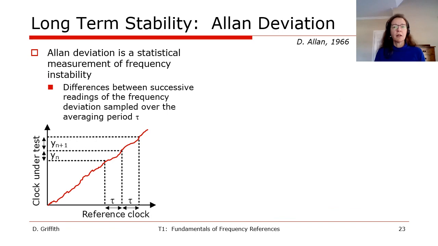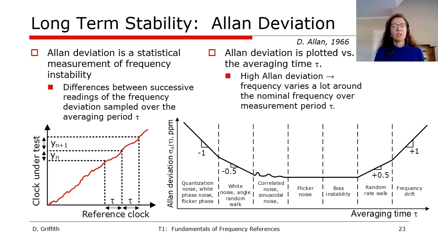So we just saw how oscillator accuracy can be compromised by long-term drift. Long-term stability is quantified by a statistical measurement called Allan deviation, first proposed in 1966. The idea behind this metric is shown in the plot at the bottom left, where the frequency of a clock under test is measured versus a reference clock over different averaging periods of tau. The difference between the successive readings is used to compute the frequency deviation.